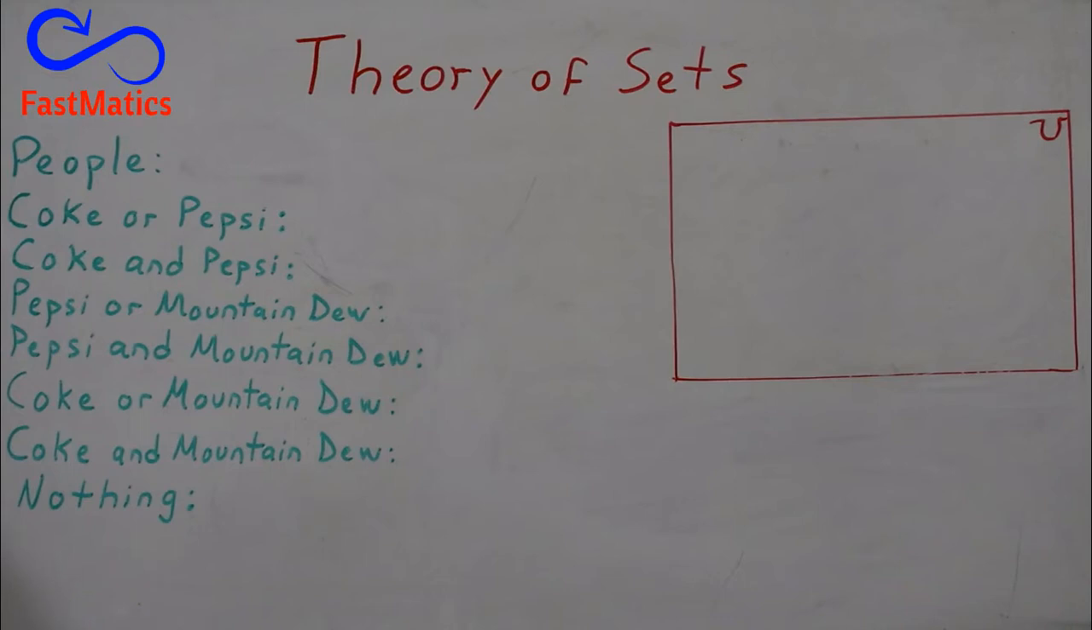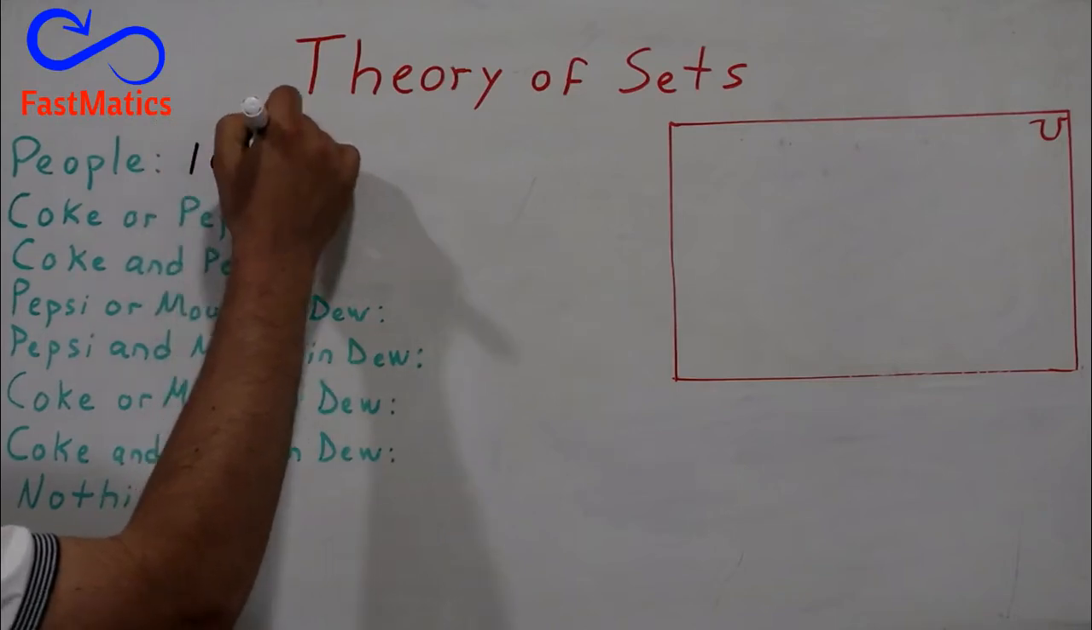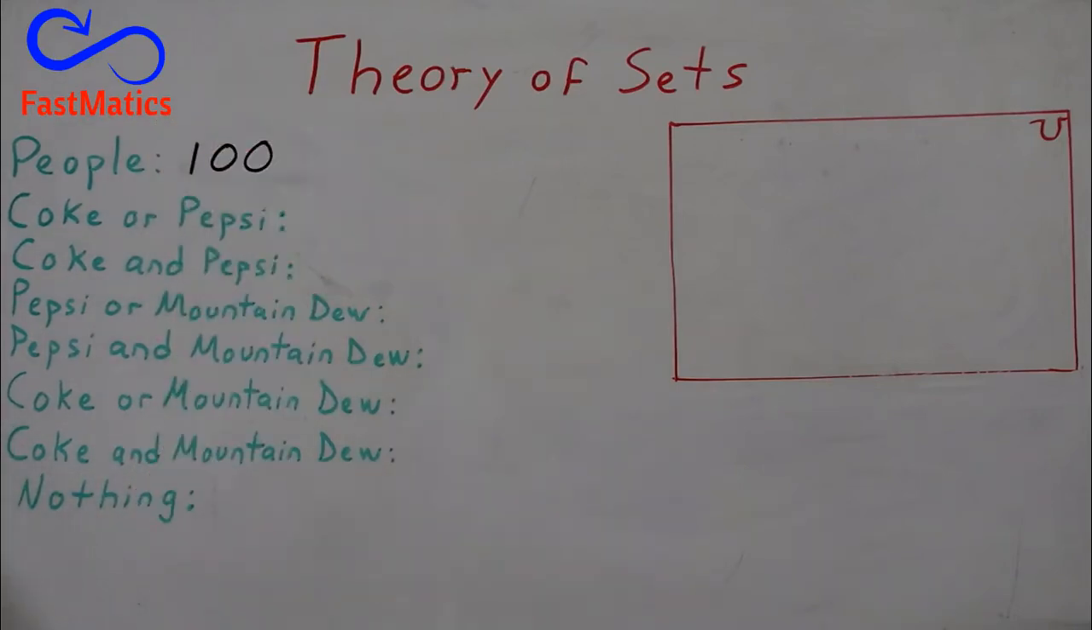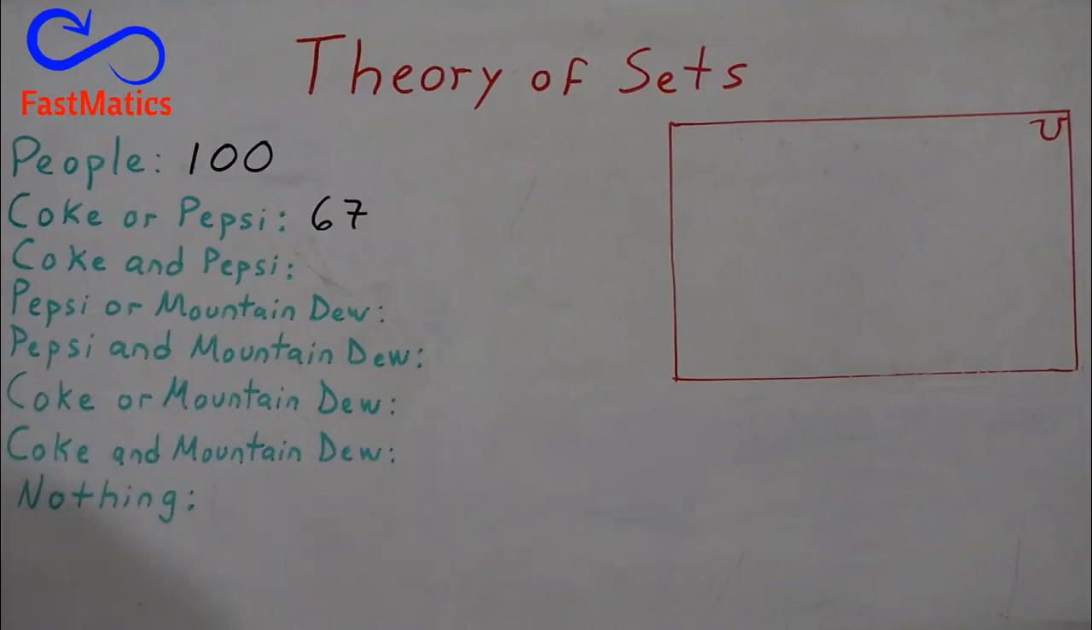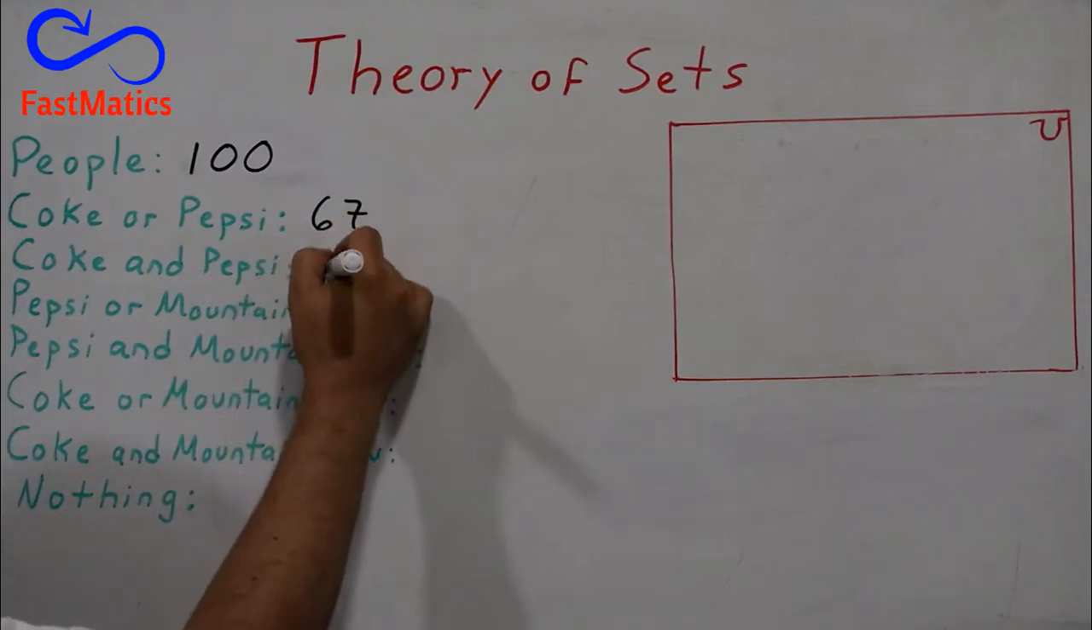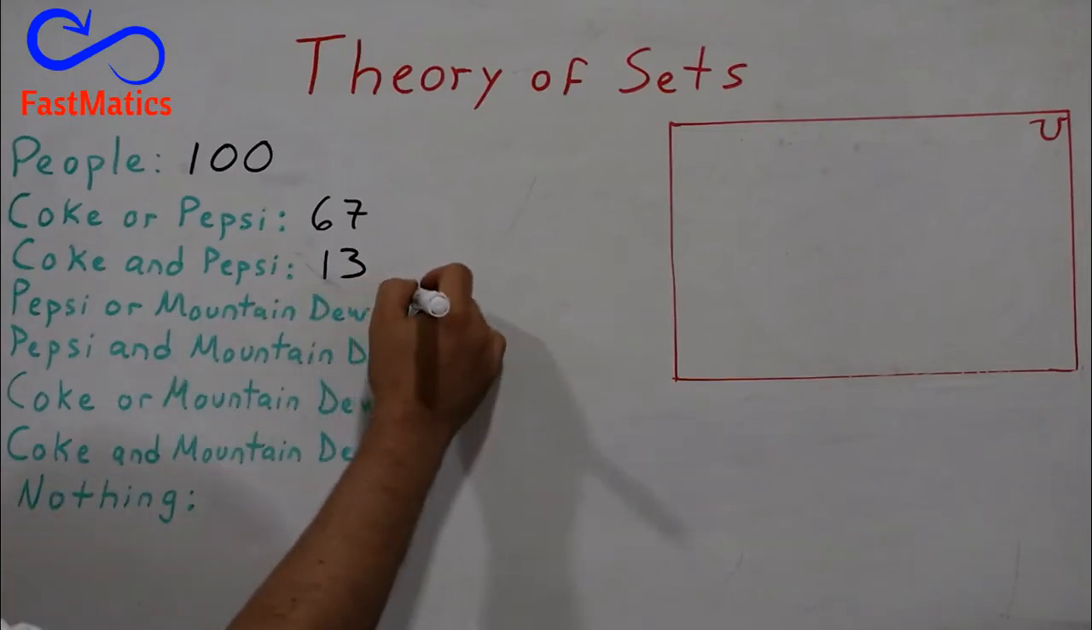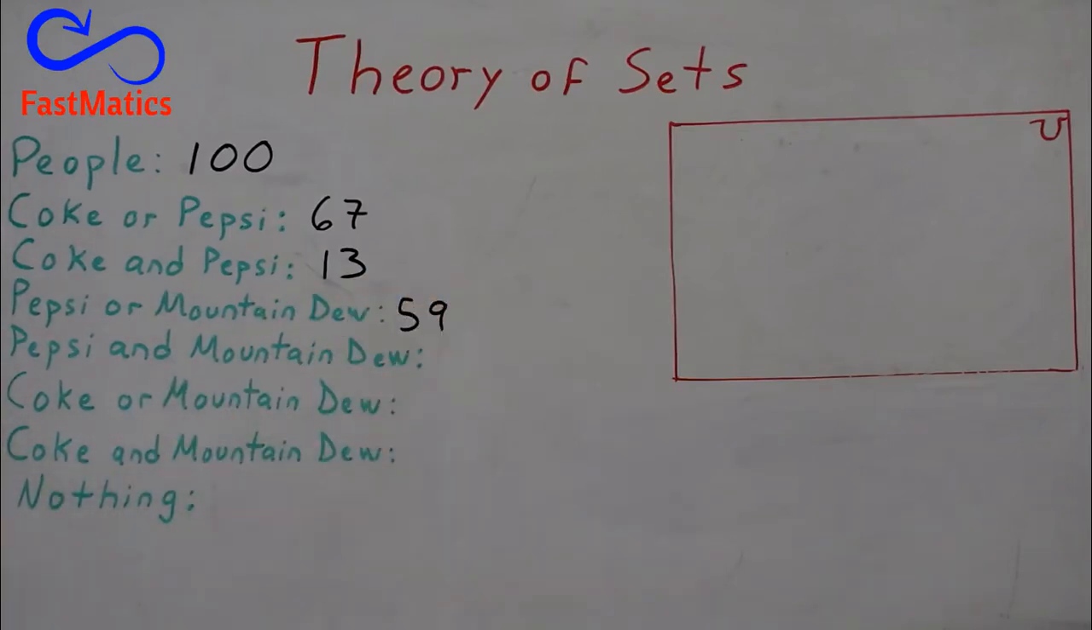First of all, each time that we have a problem, data is very important. We're going to note, for example, how many people are we studying? 100. After that, we have to see that 67 people like Coke or Pepsi, and 13 like both. That means Coke and Pepsi. Then 59 people like Pepsi or Mountain Dew, and 11 like both. That means Pepsi and Mountain Dew.